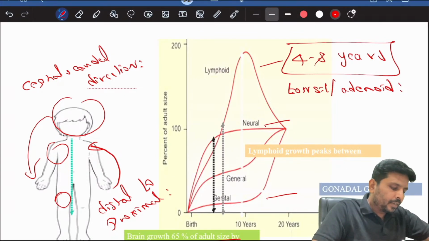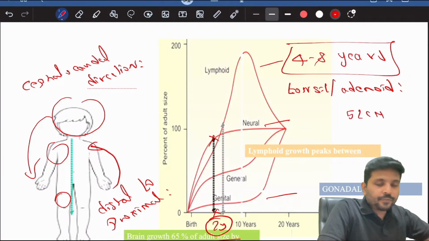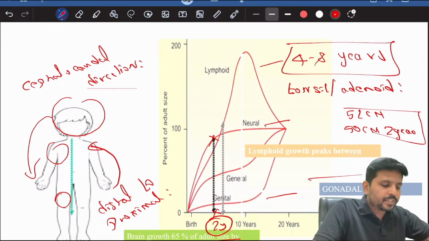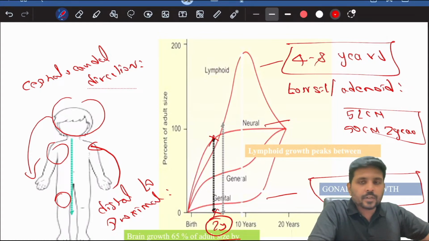And remember, the circumference of the head is achieved maximum by about 2 years itself. The adult head circumference is somewhere around 52 centimeter. The head circumference of the child at 2 years is 50 centimeter. The gonadal growth usually starts after puberty. So this is the normal thing with respect to the pediatric age group.